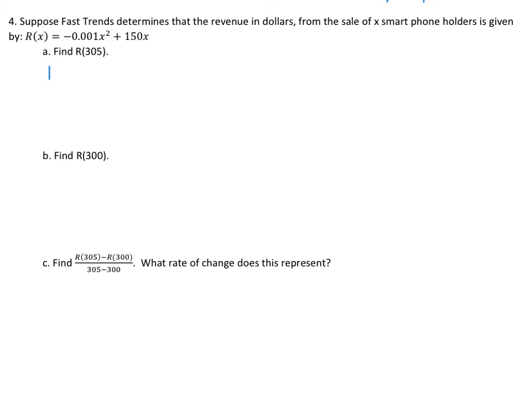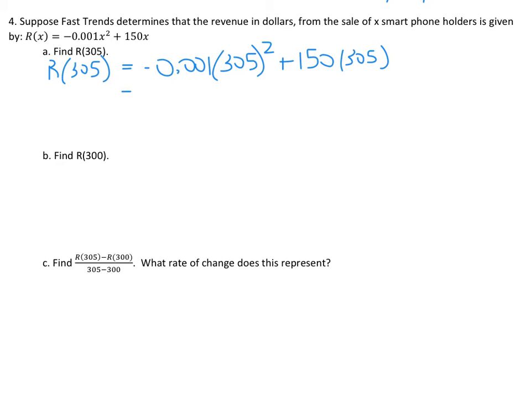So plugging 305 in for x, it's going to look like negative 0.001 times 305 squared plus 150 times 305. And then we can plug that in our calculator to simplify, and when we do, we get 45,657 if we round to the nearest dollar there. So that is the revenue from the sale of 305 smartphone holders.